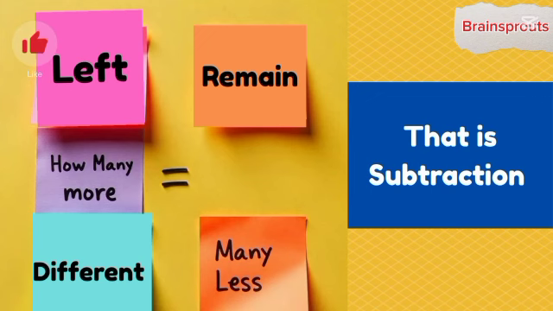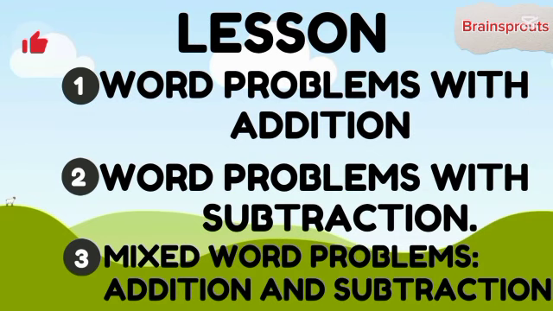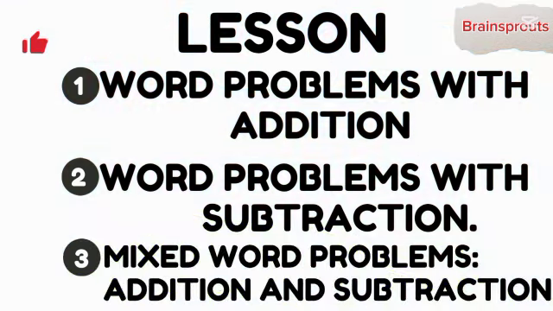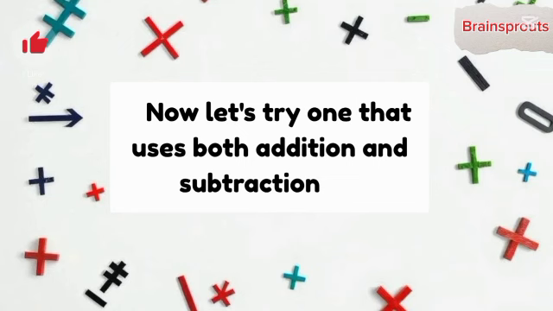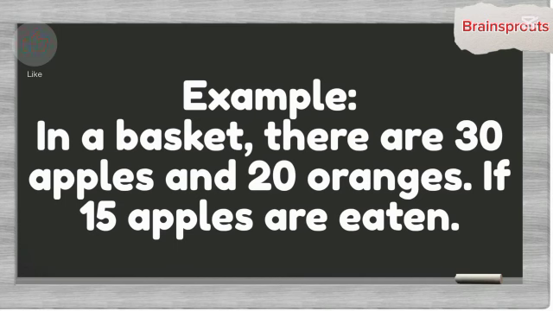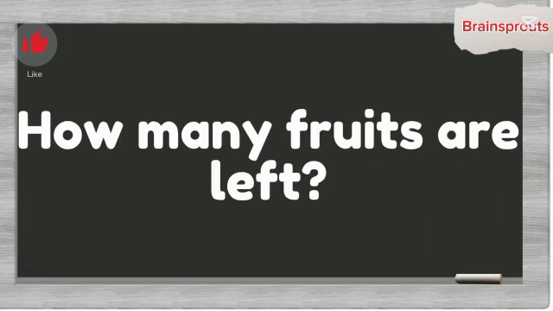When we see words like left, remain, difference, how many more, or how many less, that is subtraction. Lesson 3. Mixed problem. Now let us try one that uses both addition and subtraction. Example. In a basket, there are 30 apples and 20 oranges. If 15 apples are eaten, how many fruits are left?